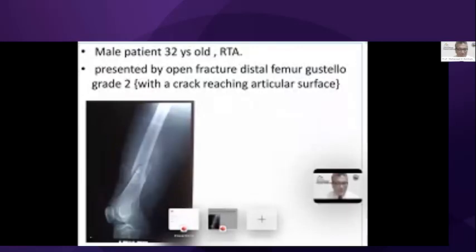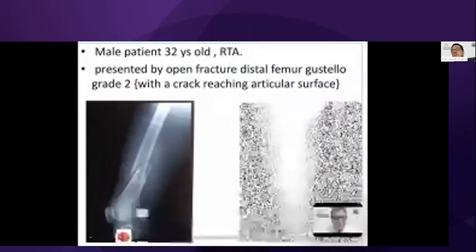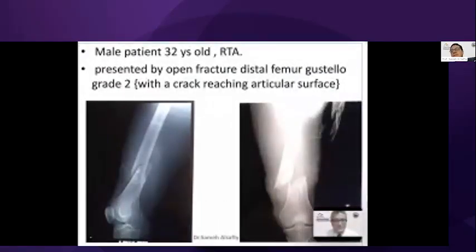Presented with open fracture distal femur Gustilo grade 2 with a crack reaching to the articular surface. This is the AP and this is the lateral, and there is another X-ray for the hip. The hip is free. Here's the articular surface. This is the crack reaching to the articular surface.